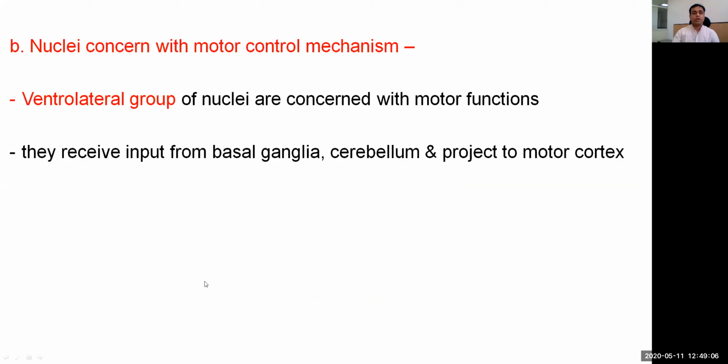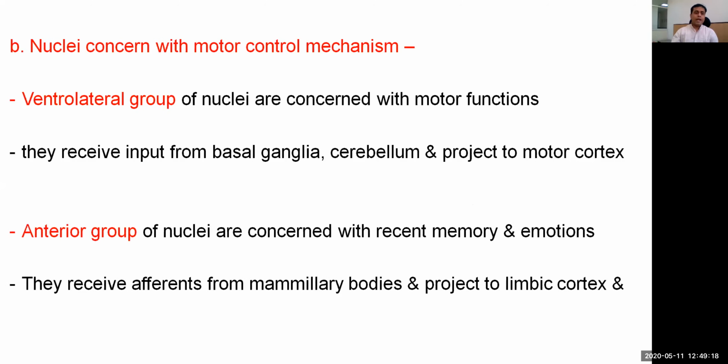Nuclei concerned with the motor control mechanism are the ventrolateral group of nuclei, which are concerned with motor function. They receive input from the basal ganglia and cerebellum, and ultimately project to the motor cortex. The anterior group of nuclei are concerned with recent memory and emotions. They receive afferents from the mammillary body and project to the limbic cortex.